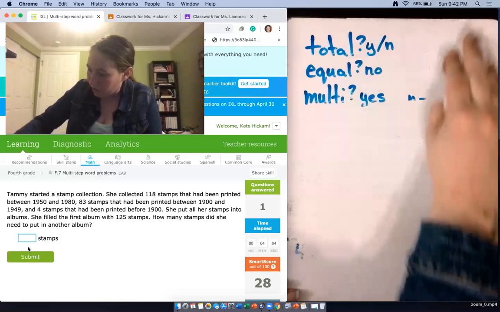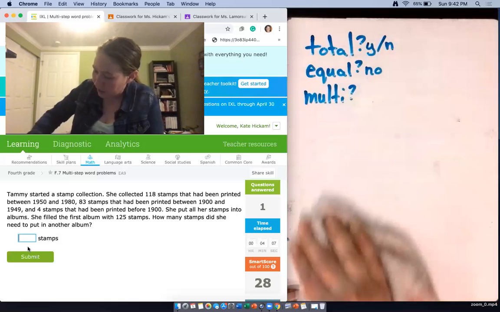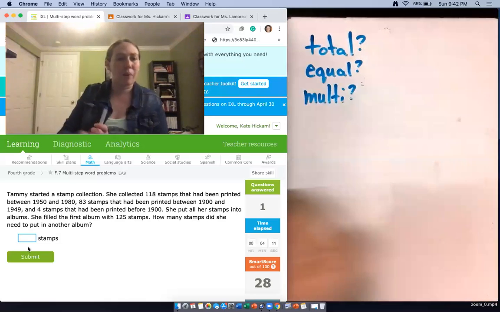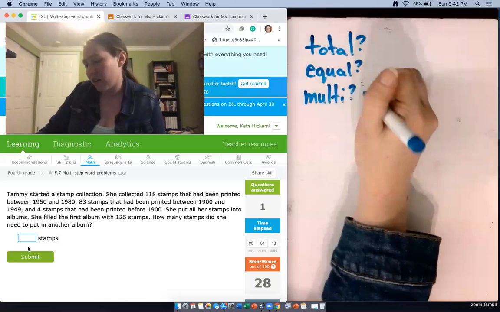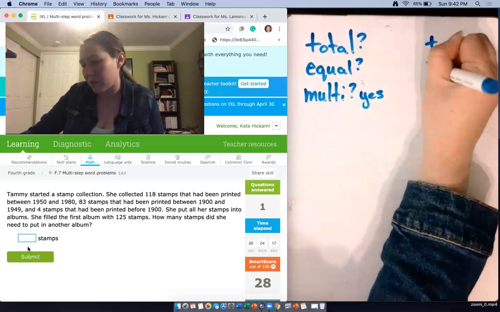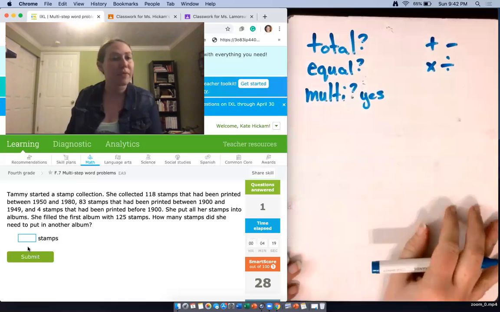Now I'm not going to get rid of all of my questions because I like having those for word problems. So we know it's going to be a multi-step, and then I'm going to have my add, subtract, multiply, and divide off to the side so I'm ready.